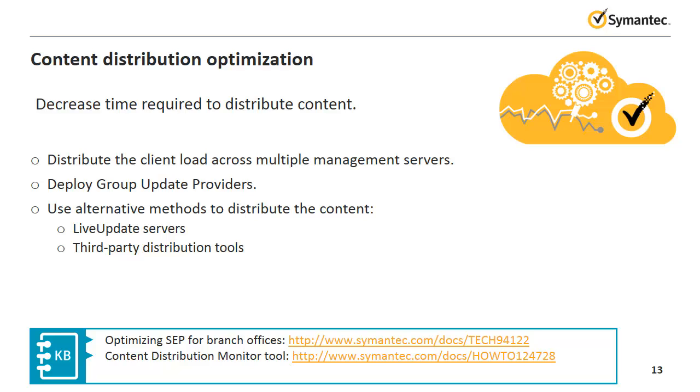Distribute the client load across multiple management servers. Multiple management servers are helpful for load balancing and client failover. Deploy group update providers to distribute content to clients. A group update provider downloads content updates from the management server and distributes the updates to itself and other clients.